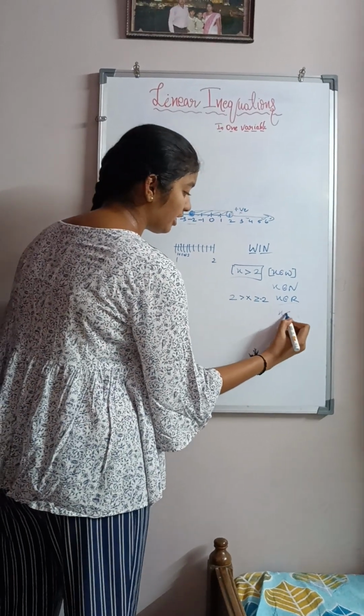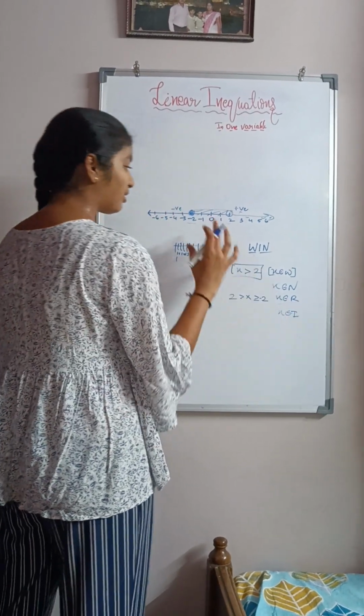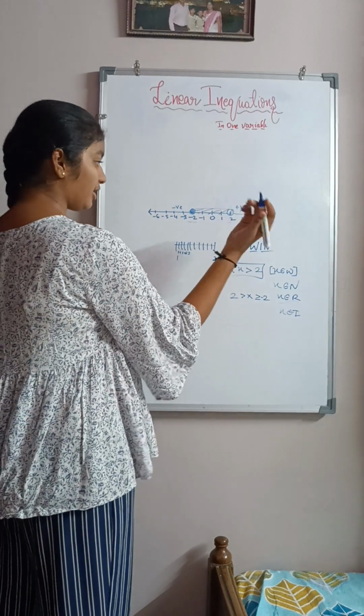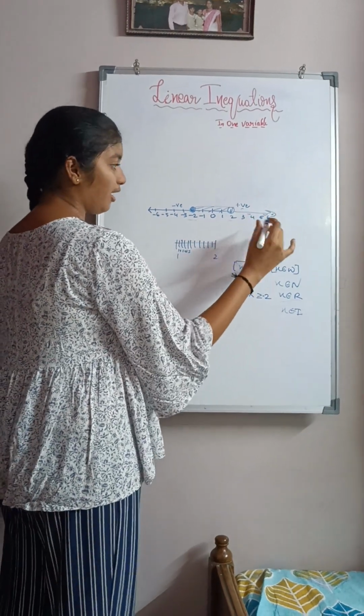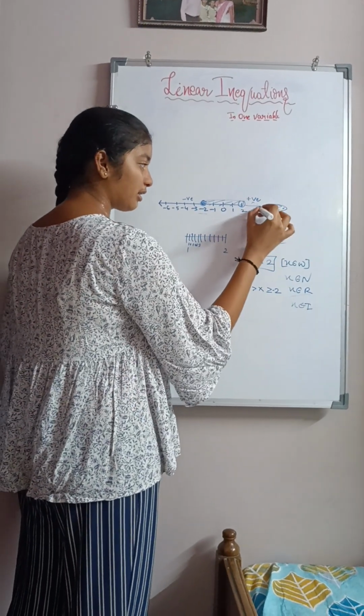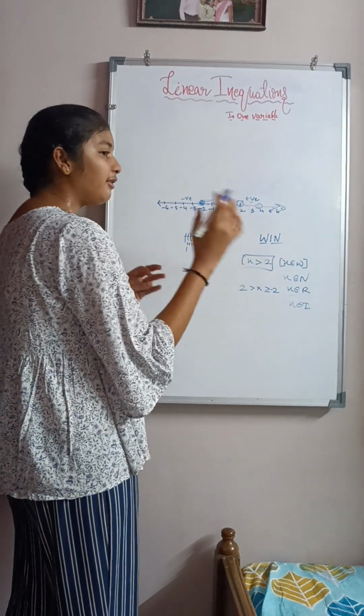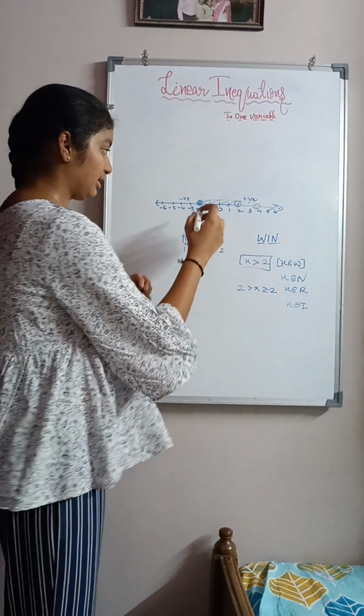And coming on to integers, integers is pretty easy. Just like how we circled the numbers, we will just shade the numbers like this.